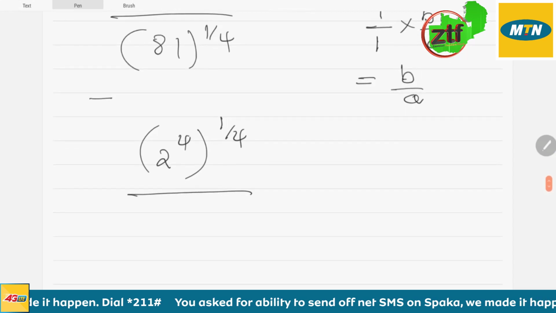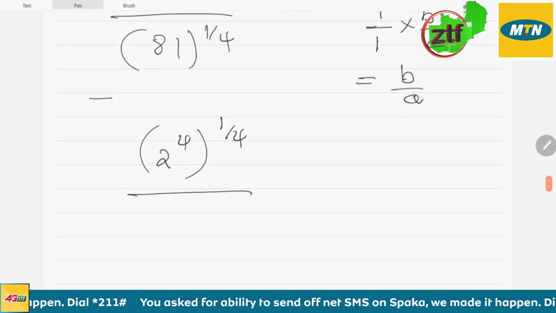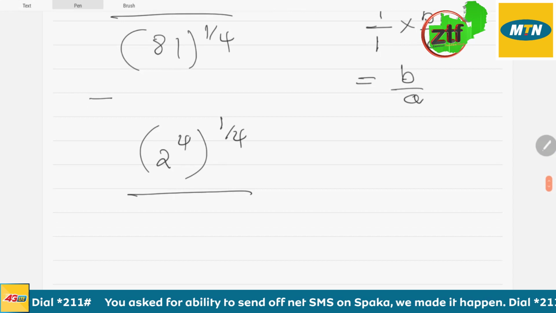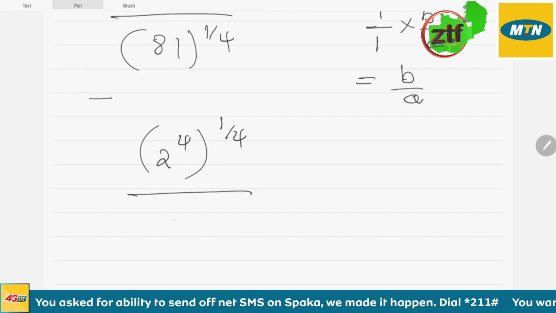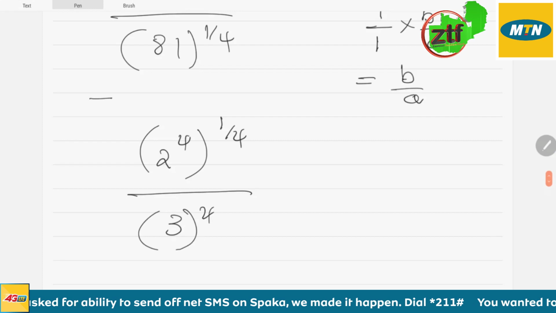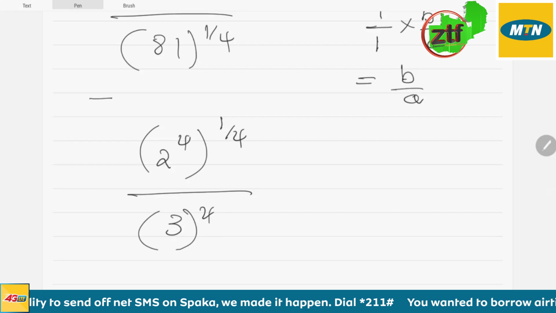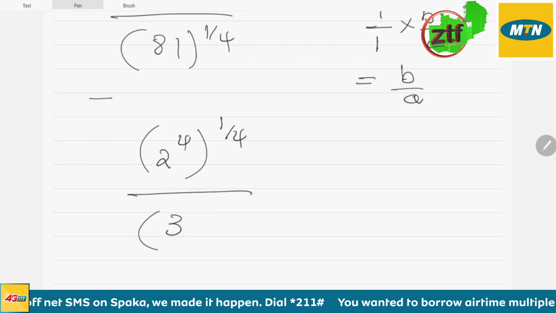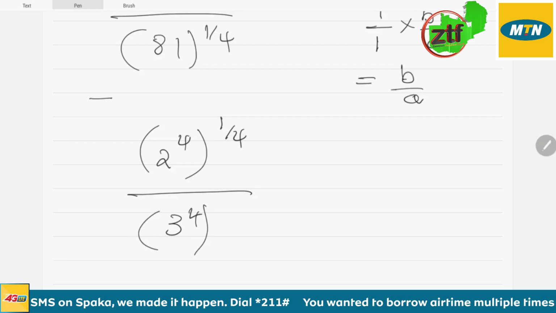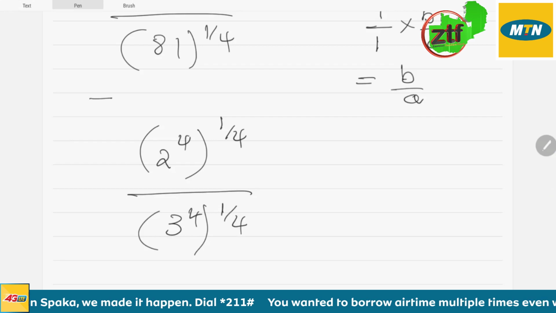Over, I will do the same with 81. I will find a number that I can raise to the power 4 in order to get 81. That number is 3. So 3 raised to the power 4 gives you 81. Then I will raise everything to the power 1 over 4.